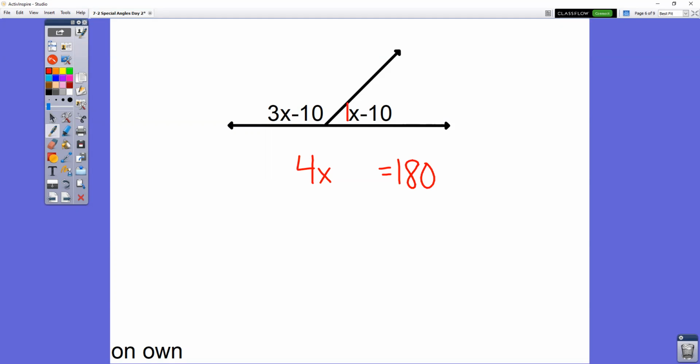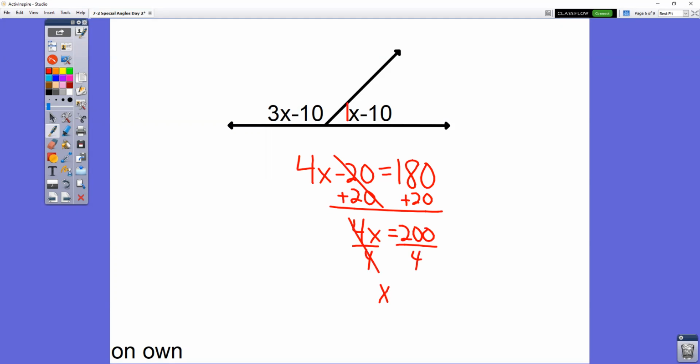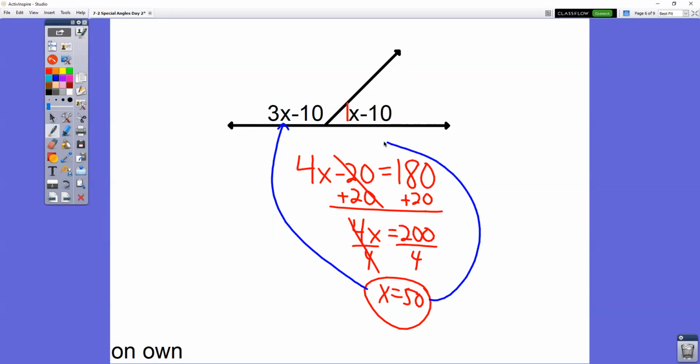Add together your plain numbers. Negative 10 and negative 10 make negative 20 when you add them together, but we're going to write minus 20 in our equation. Solve that equation. So plus 20, plus 20. 4x equals 200. Divide by 4, and you get x equals 50. Now you need to take that 50 and sub it back in for x.